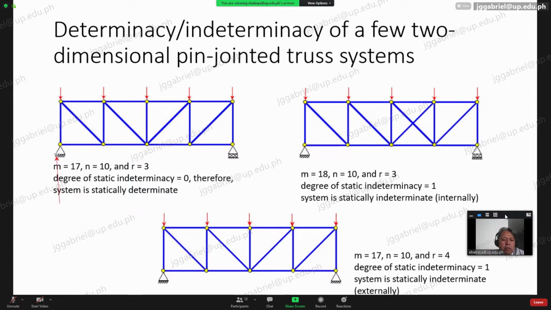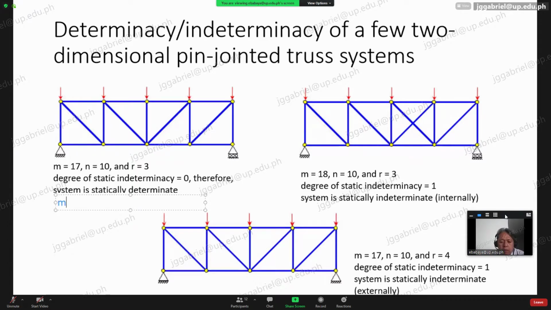Okay, let me draw that. 1, 2, 3. Okay, that's why this is 3. So in here it says degree of static indeterminacy is equal to 0. Therefore, the system is statically determinate. So let me show how we computed for that.